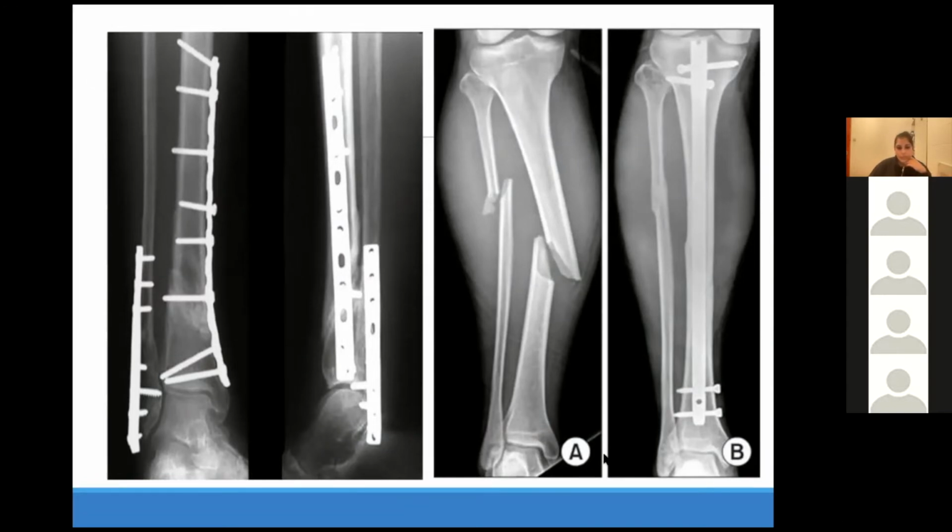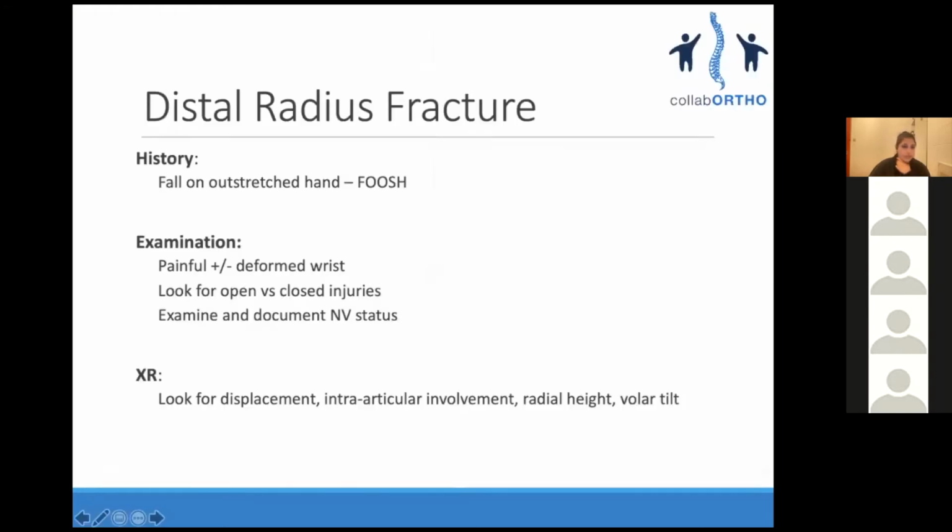But these are 2 x-rays. So on the left, you can see it's a distal third tibial fracture with a fibular fracture, and this patient has had some plates and screws put in, whereas on the right side, it's a mid-shaft fracture, and this patient's had a nail. Any questions on tib-fib fractures?